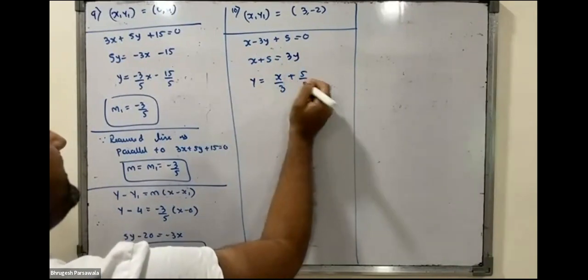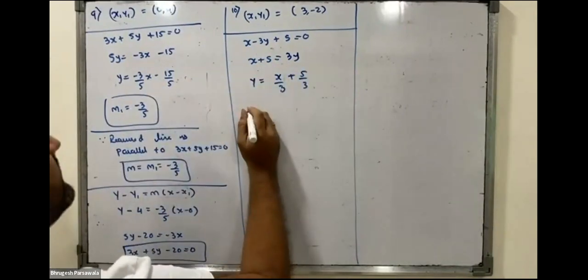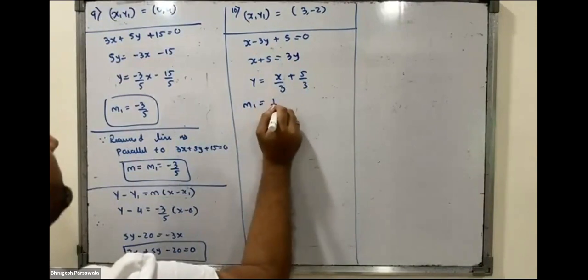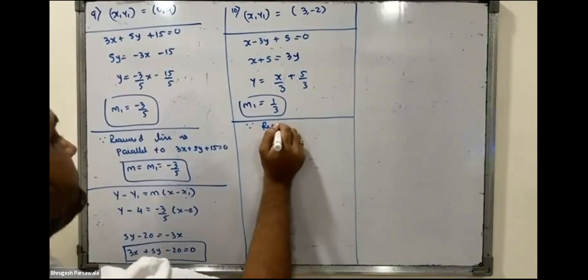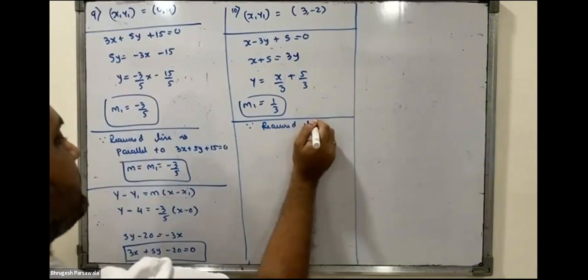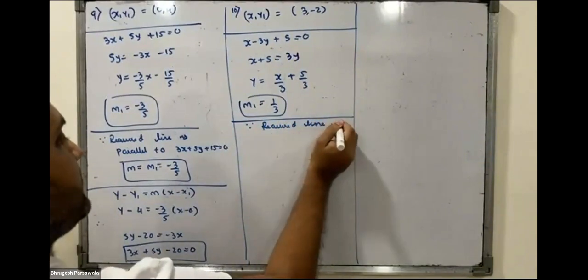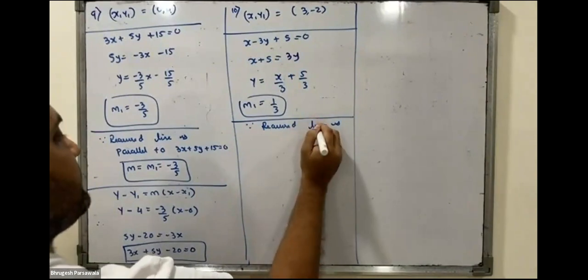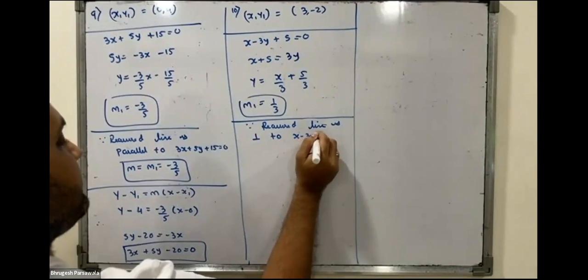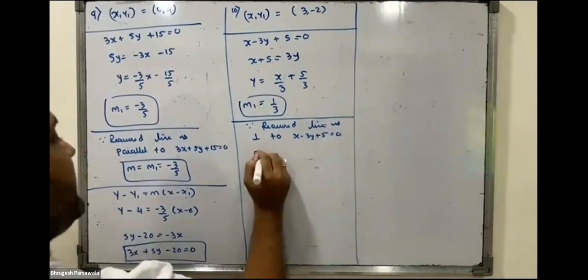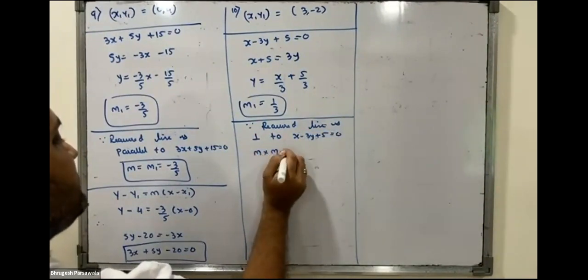Abhi jaise in this case it became perpendicular, theek hai? To abhi dekho, my m1 is 1/3. Since the required line is perpendicular to the given line, I know m into m1 is minus 1.